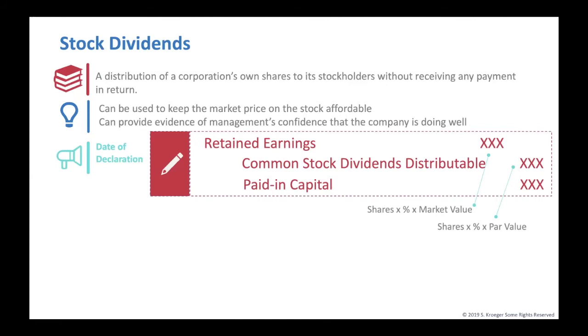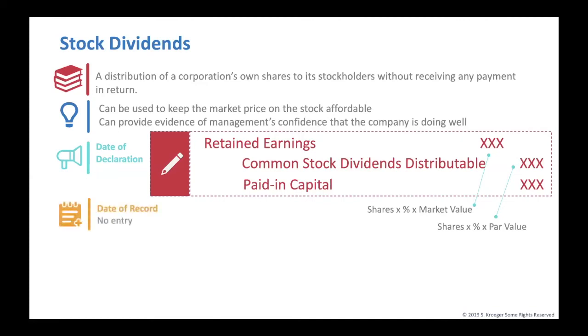We use the account common stock dividends distributable as the liability account. This amount is calculated by multiplying the number of shares by the percent and then by the par value. Since we are dealing with stock instead of cash, we need to use the paid-in capital account again. Remember, this account is the difference between the other 2 amounts.